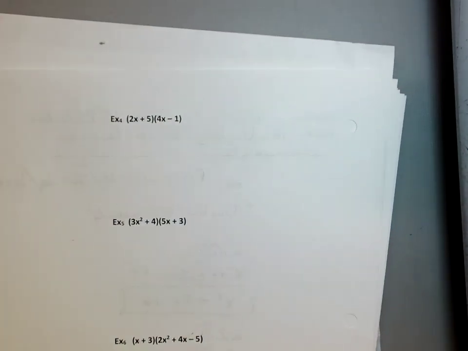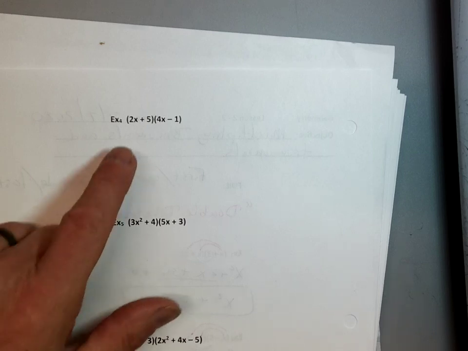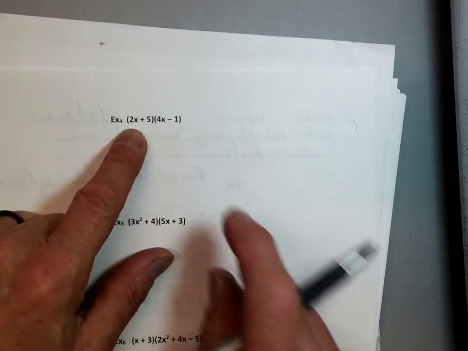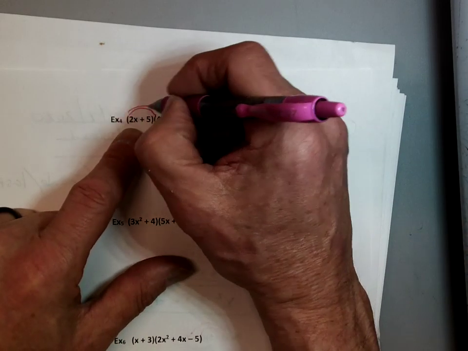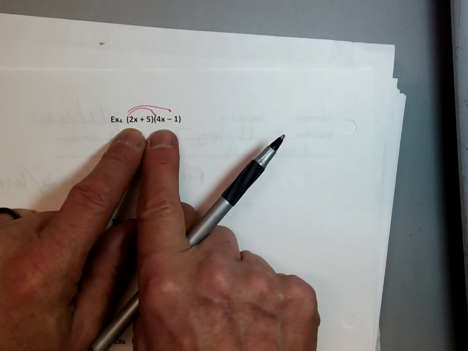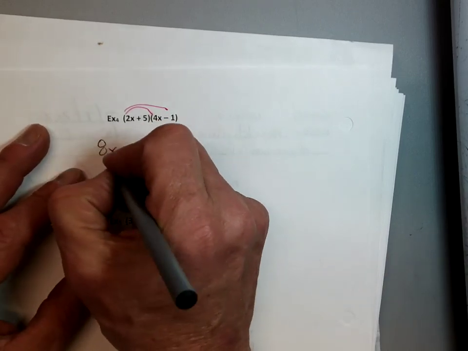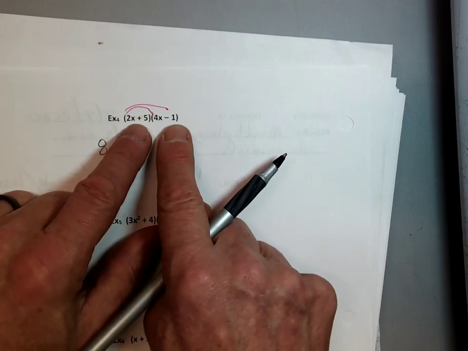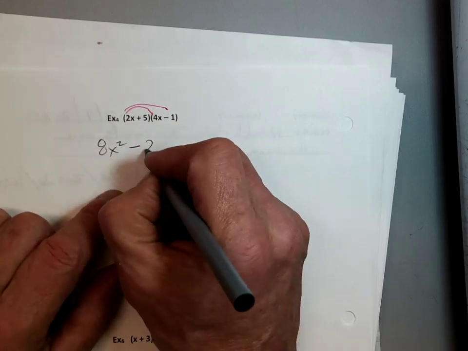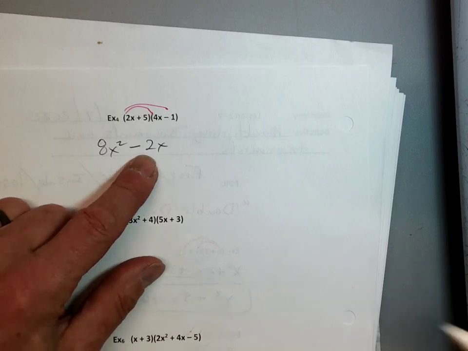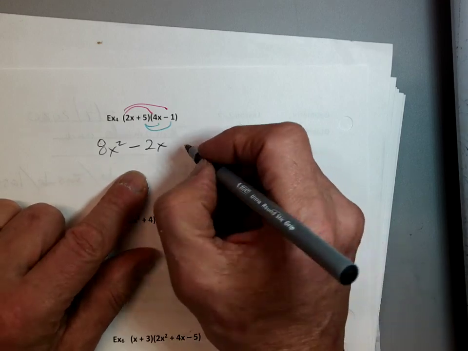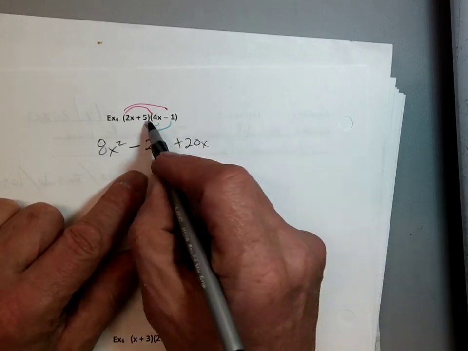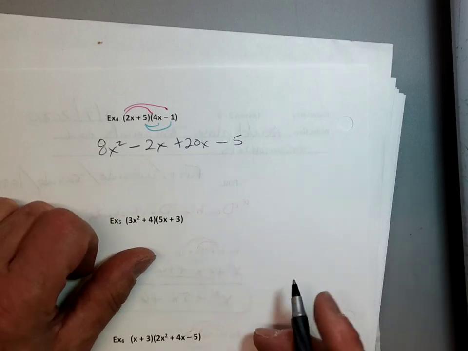Okay. All right. Now, 4 is not much different, except we've got numbers, we've got coefficients. So when we multiply 2x times 4x, we'll get an 8x squared. A 2x times a negative 1 makes a minus 2x. Then we'll multiply through with the 5. 5 times 4x, 5 times negative 1. 5 times 4x makes a positive 20x, and 5 times negative 1 makes a negative 5.